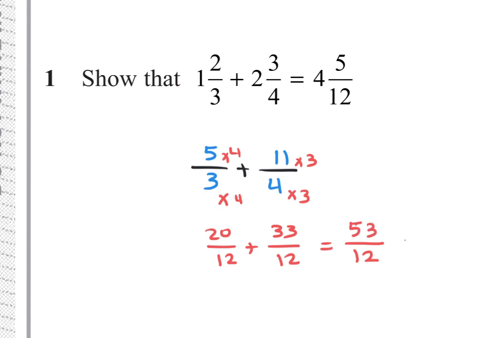53/12. 53 is not divisible by 12, but 48 is divisible by 12. 48 divided by 12 equals 4, and remainder 5, so 5/12. So 4 and 5/12.